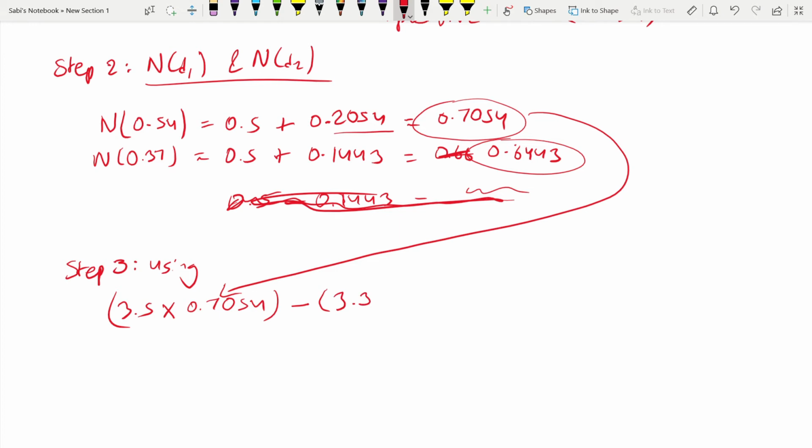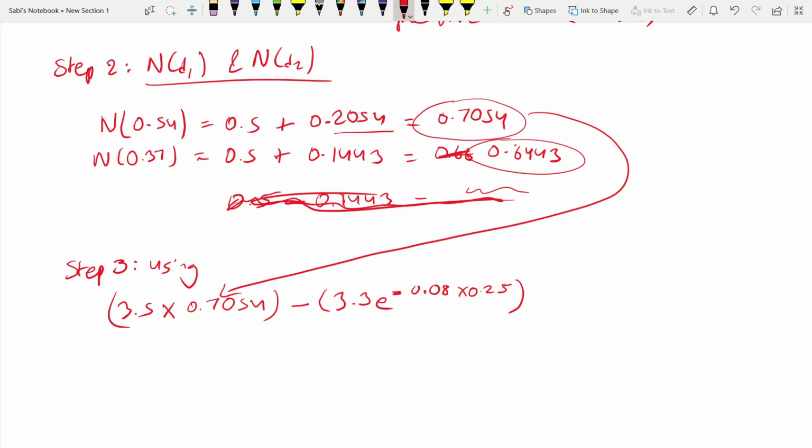There is an E there. Remember, E is there. So E to the power minus R, which is 0.08. It's minus only. From the formula, it is minus, not that R is negative. R, that is your interest rate, into time, RT. Time is 0.25. So this is E to the power minus 0.08 into 0.25.